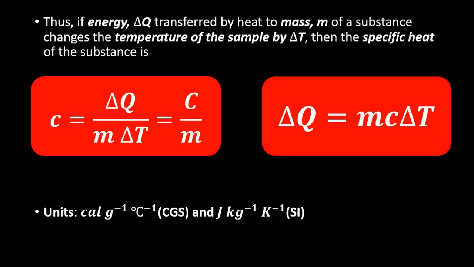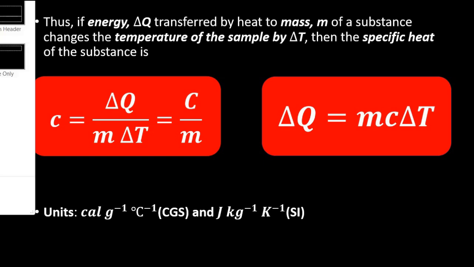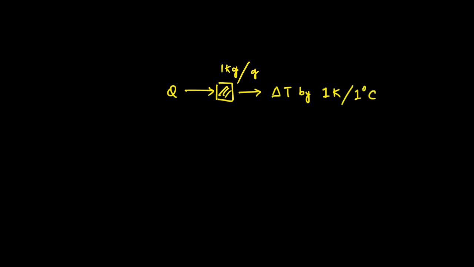Okay, so let's say we have 1 kg of a substance. How much heat should be supplied to it so that its temperature rises by 1 degree or 1 Kelvin? And if it is in grams, then it is 1 degree Celsius. This is conveyed by specific heat.